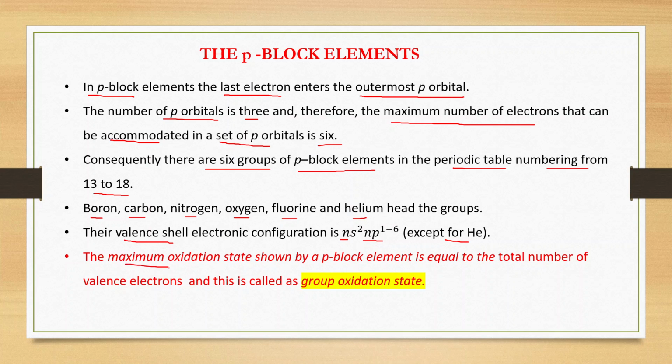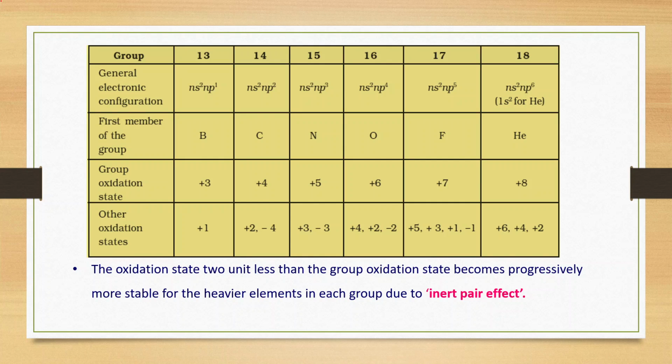The maximum oxidation state shown by a p block element is equal to the total number of valence electrons, and this is called the group oxidation state. See this table. These are the p block groups: 13, 14, 15, 16, 17, 18.